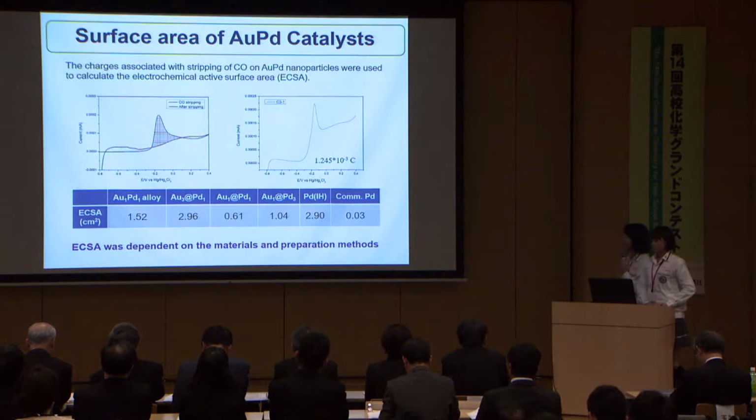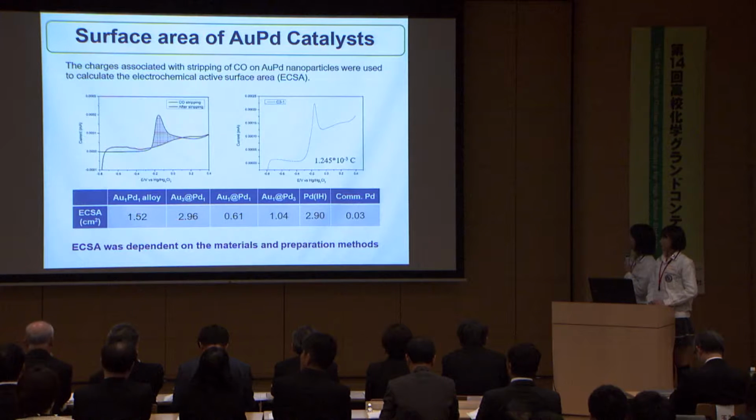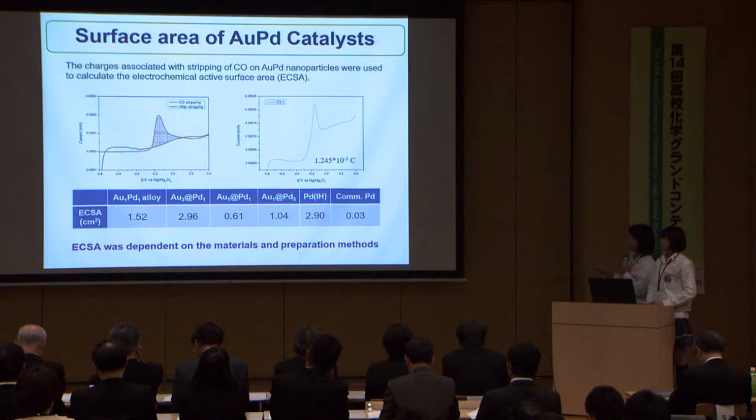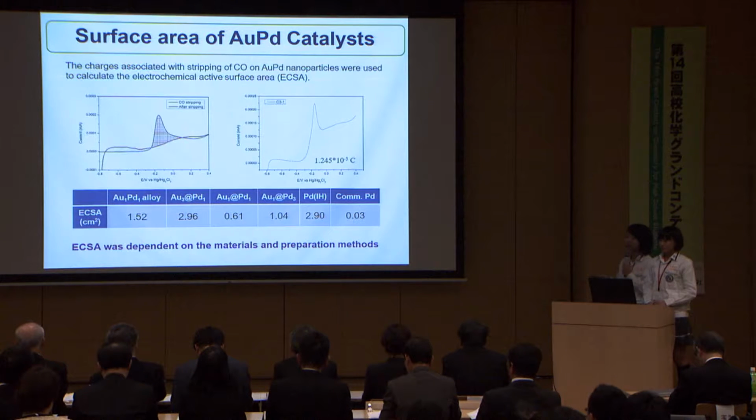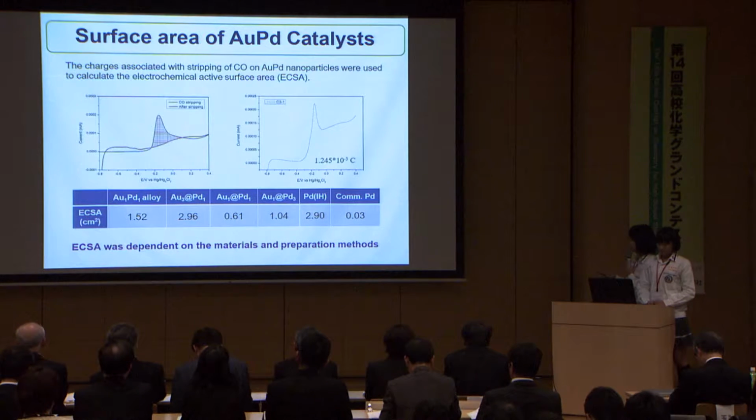After synthesizing the catalyst, we did the enzyme oxidation. But before that, we have to know the ECSA, electrochemical active surface area, so we did the CO stripping. This figure shows two curves. The black curve is the first scan after CO adsorption, and the red curve is the scan after the black one. We can see the peak has disappeared, and it demonstrates the CO stripping is successful in this way.